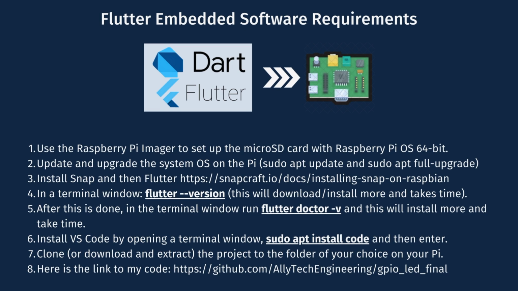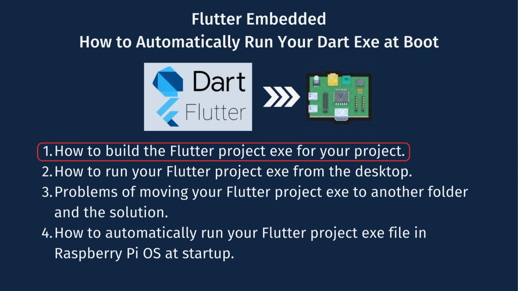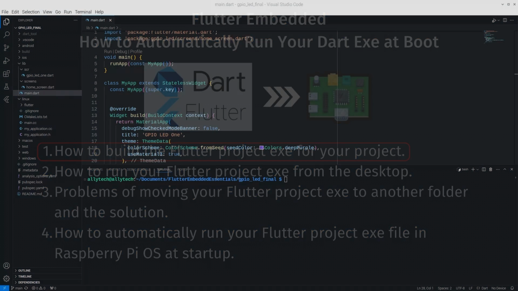And here's the software. If you haven't installed and built your first app, you need to do the software and equipment. Okay, let's get started. Number one, how to build your project for execution on your Raspberry Pi.